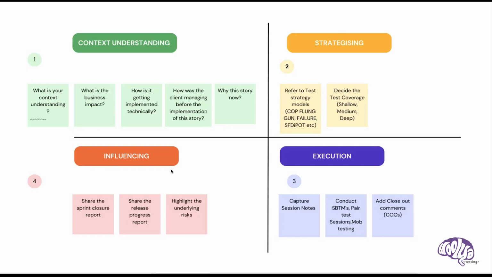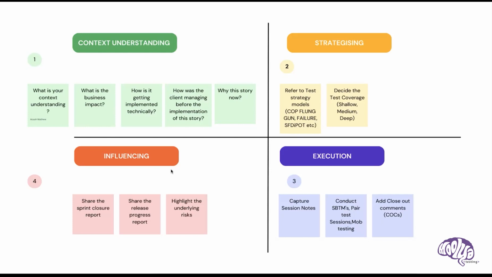So in influencing, we send out reports to the stakeholders. There can be two types of report. One is the sprint closure report. The sprint closure report will include everything that we tested in the sprint, the tickets that we tested, the coverage that we achieved in those tickets, and the issues that we found during that testing, or observations in general. Things like that we would add in the sprint closure report.